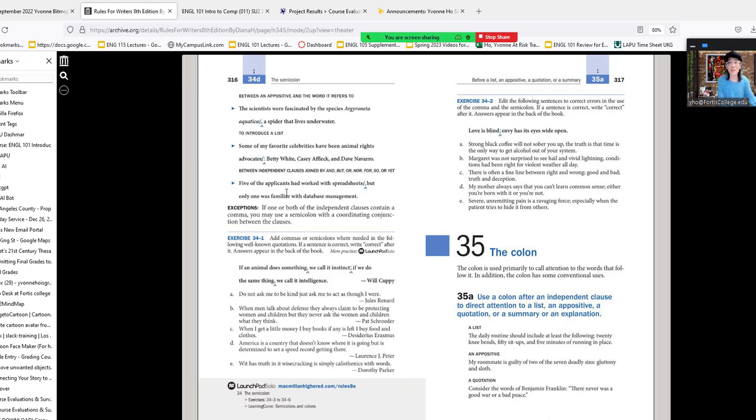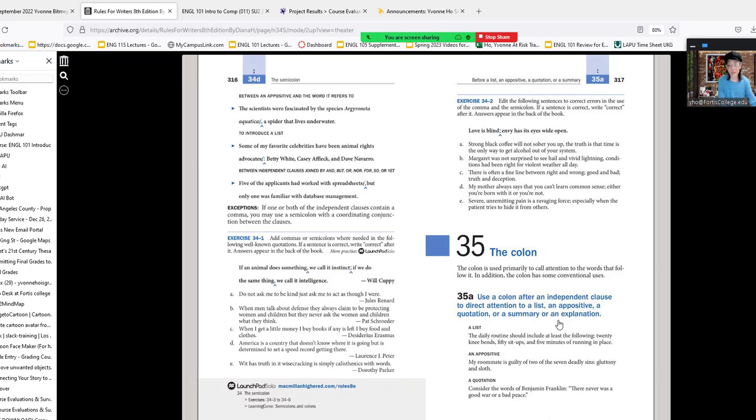So when we use a semicolon, like I said, a semicolon separates closely related sentences. A colon, however, is used to set off a list. The colon is used primarily to call attention to the words that follow. In addition, the colon has some conventional uses. Use a colon after an independent clause to direct attention to a list, an appositive, a quotation, or a summary or an explanation.